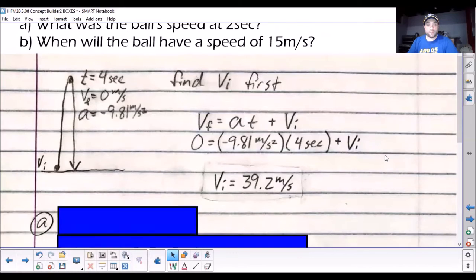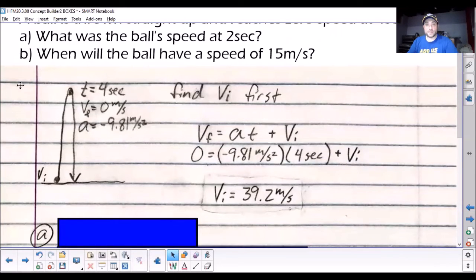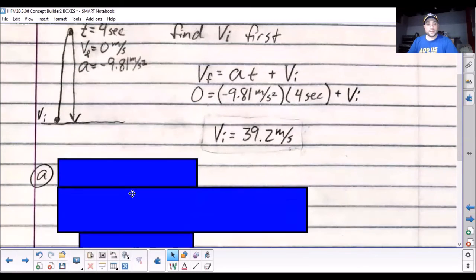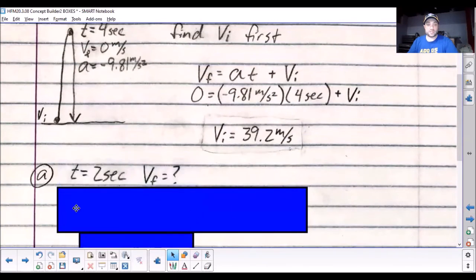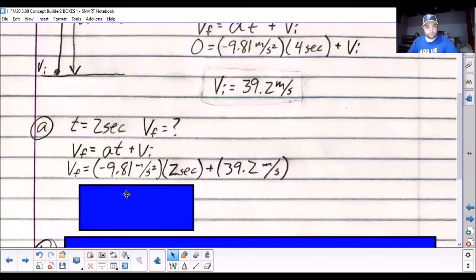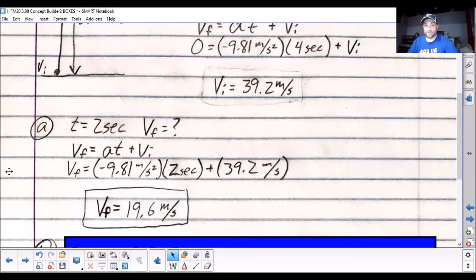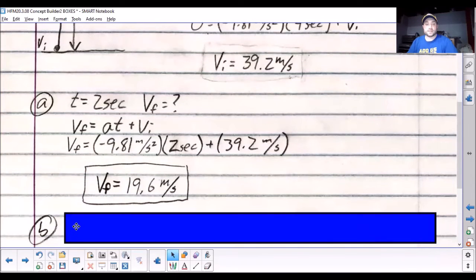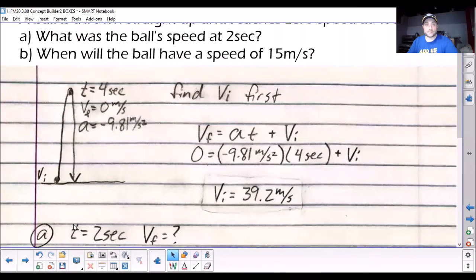So once I have that, then we're going to focus on A, which was what was the ball's speed at 2 seconds. Well, that's pretty easy because I now know its initial velocity. Go back to that same equation again, plug in negative 9.8 meters per second squared. Don't forget the negative. Use 2 seconds, and we can figure out what our final velocity is, and that's the velocity it would be going at 2 seconds.